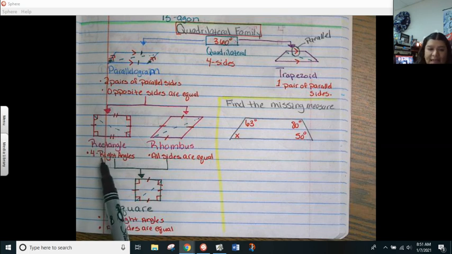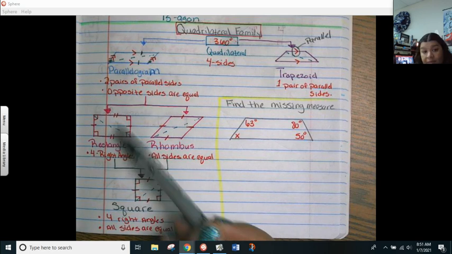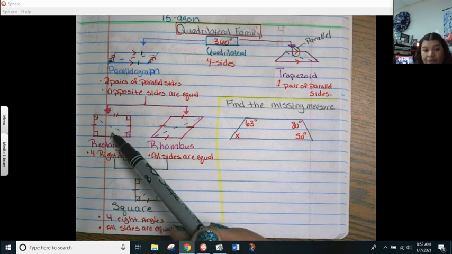You know this one, it's the rectangle, okay? So you're gonna have these little boxes here. Remember what those boxes mean? 90 degrees, good, okay? The dashes, here's one dash and one dash, that means those two are equal. Two dashes and two dashes, that means those two are congruent or equal, okay?